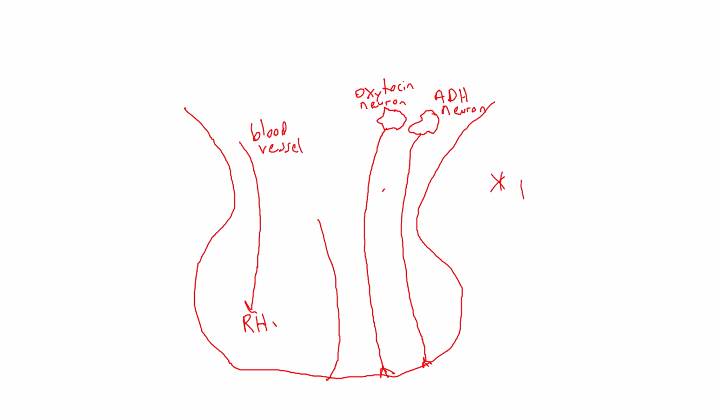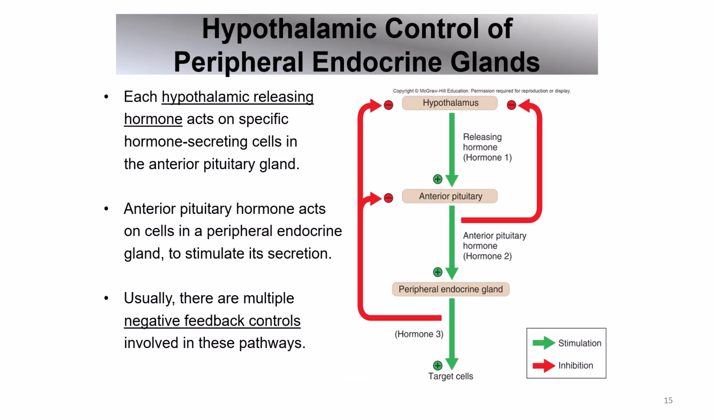Once again, the posterior pituitary does not make hormones. It only serves as the port through which these hypothalamic neurons release their hormones. This picture is going through the negative feedback mechanism. It's saying that hormones can inhibit the glands that make them directly or help to make them.